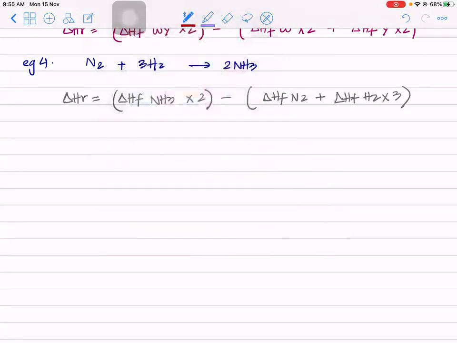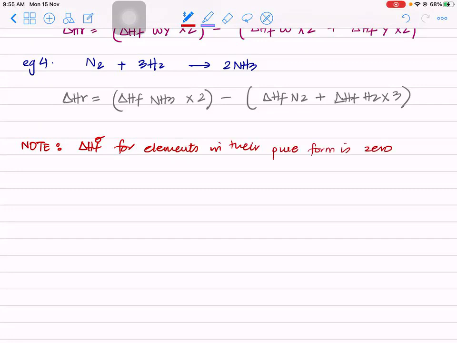So can I say that the enthalpy change of formation for elements in their pure form is 0? For example, carbon solid making carbon solid, no change, 0. Nitrogen gas making nitrogen gas, no change, 0. Because all elements naturally exist in their pure form, and to make that you require no energy, because that's how they naturally exist. So their enthalpy change of formation would be 0. And that will not even be given to you.